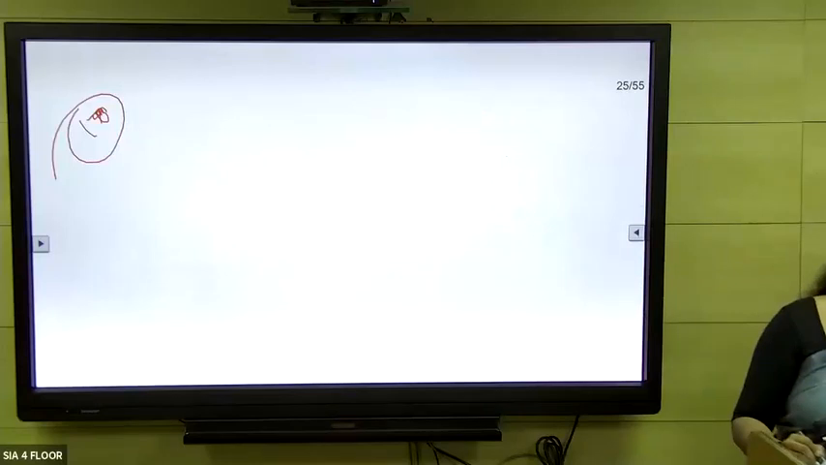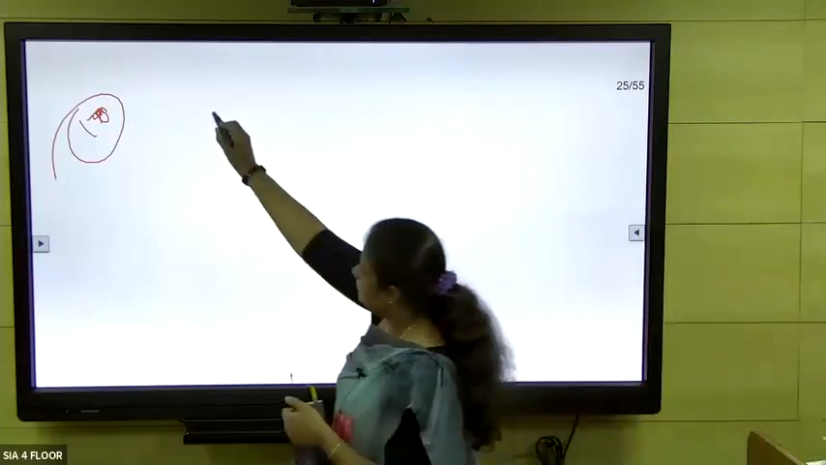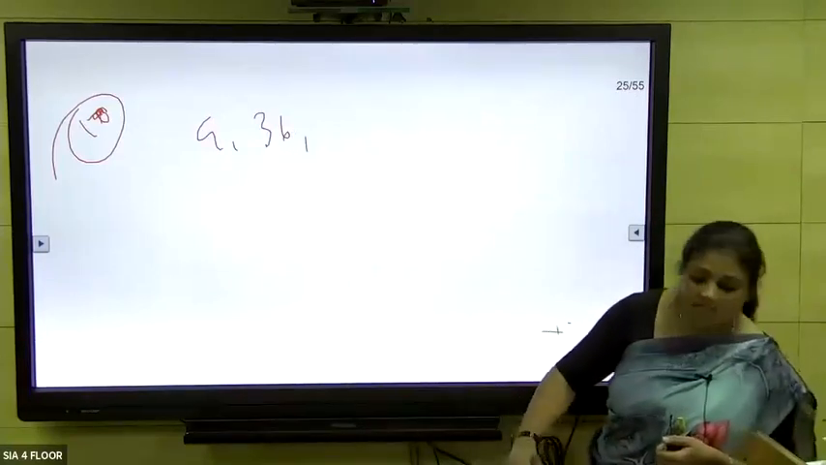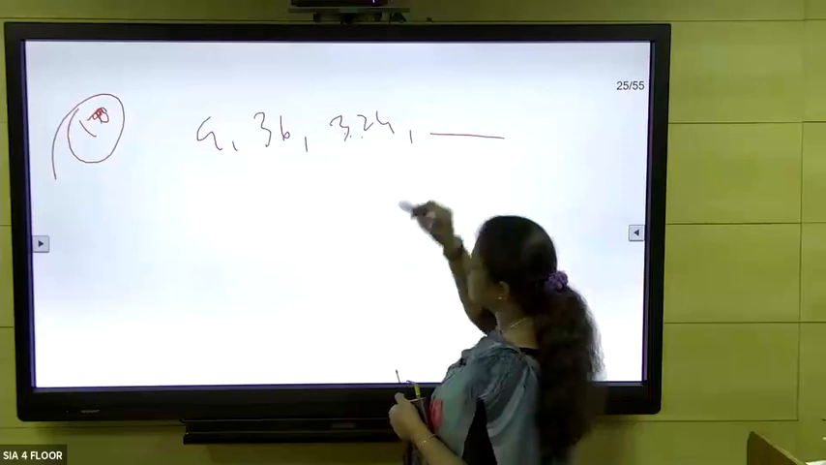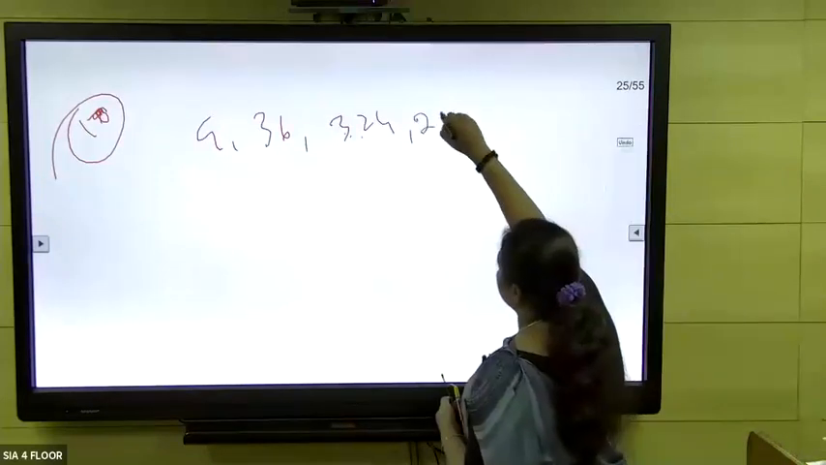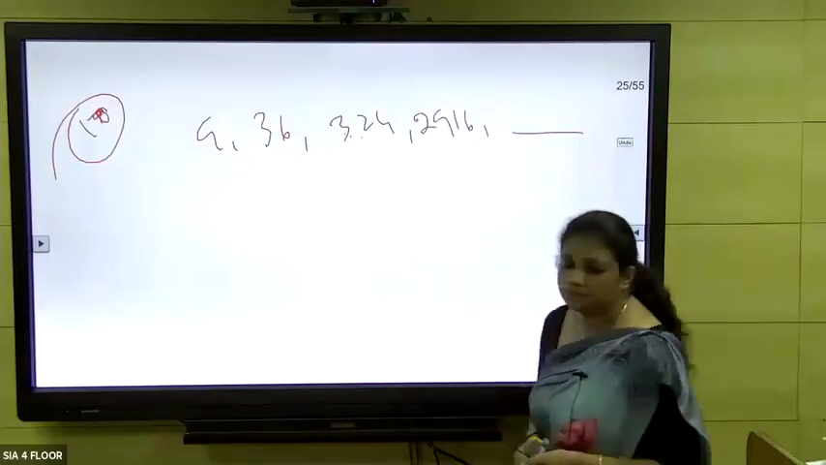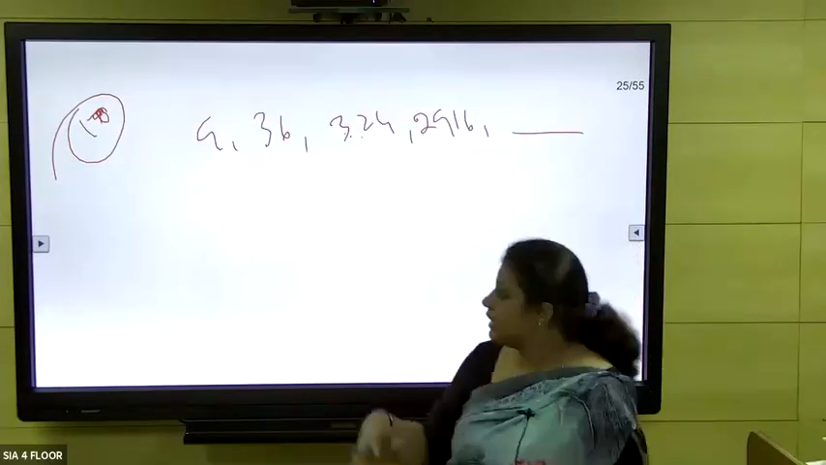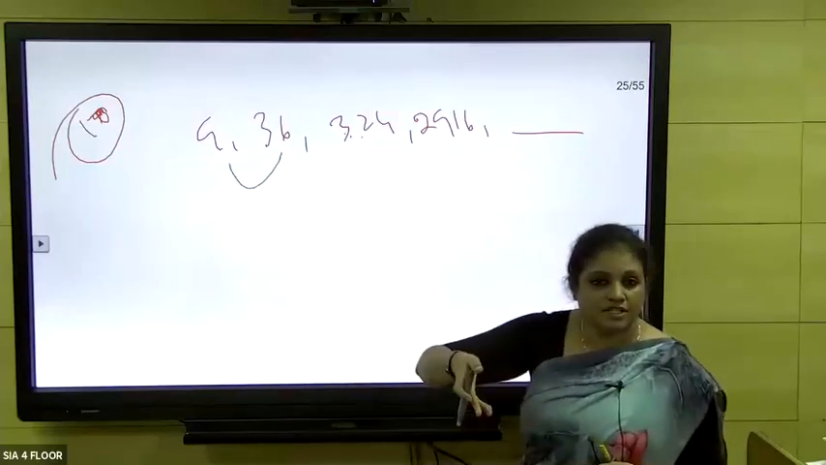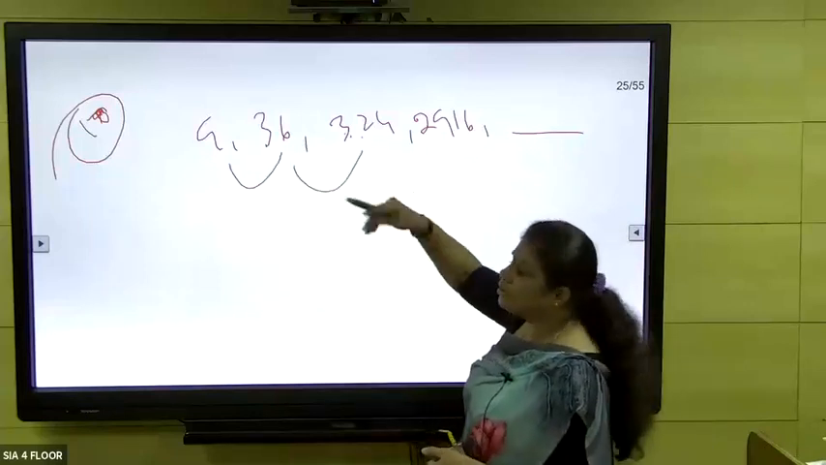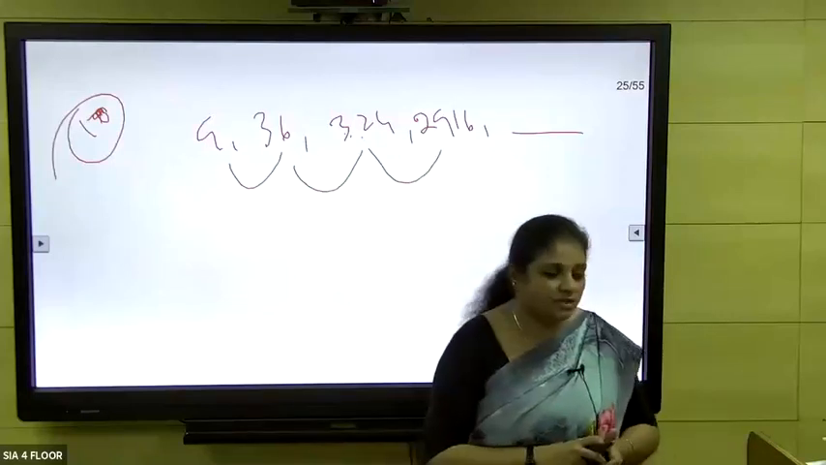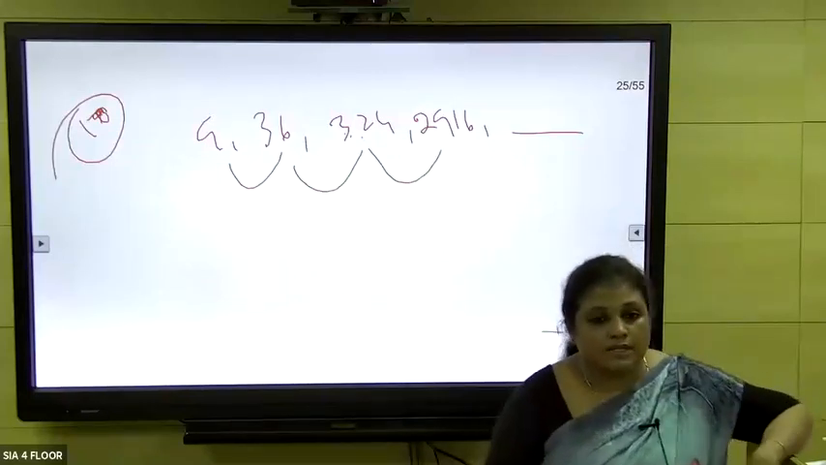Okay. 4, 36. Next number is 324, 2916, and what comes next? So it's very clear it's increasing, but you can see from this number to this number, it's not a very slow increase. It's a fast increase, and from here to here also it's been increasing fast, and here also it's been increasing from a 3-digit number to a 4-digit number. Right?